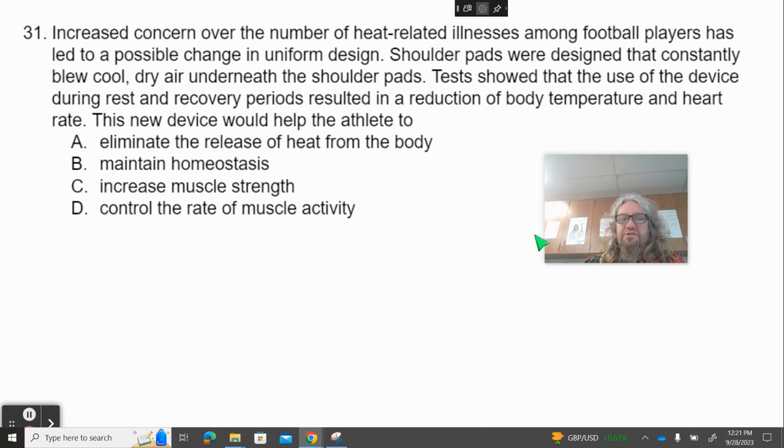31, increased concern over the number of heat-related illnesses among football players has led to a possible change in uniform design. Shoulder pads were designed to constantly blow cool, dry air underneath the shoulder pads. Tests show that the use of this device during rest and recovery periods resulted in a reduction of body temperature and heart rate. This new device would help the athlete to A, eliminate the release of heat from the body, B, maintain homeostasis, C, increase muscle strength, D, control the rate of muscle activity.